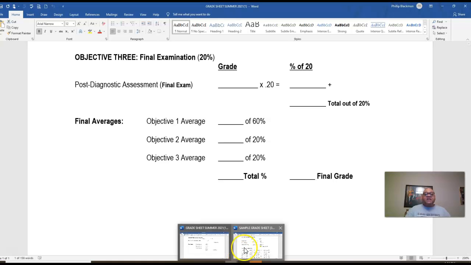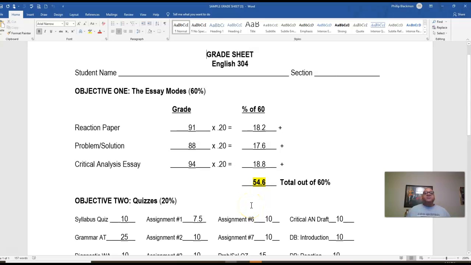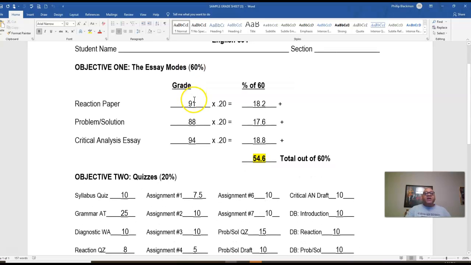I'm going to go over to the sample grade sheet, and we're going to cover the sample grade sheet, and I want to go through this. So starting with objective 1, the essay modes, we have to convert your grades to percentages. This objective is worth 60% of your grades. So on Blackboard, you should be able to see all of your grades. All you have to do is record whatever grade you received on the reaction paper, the problem solution paper, and the critical analysis.